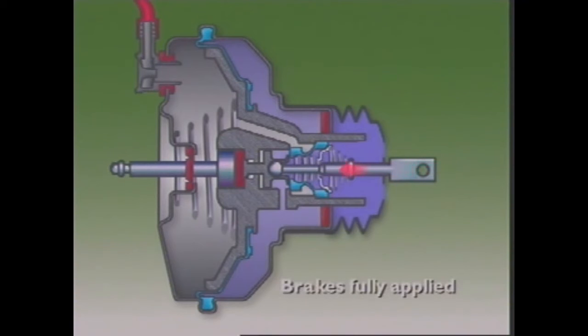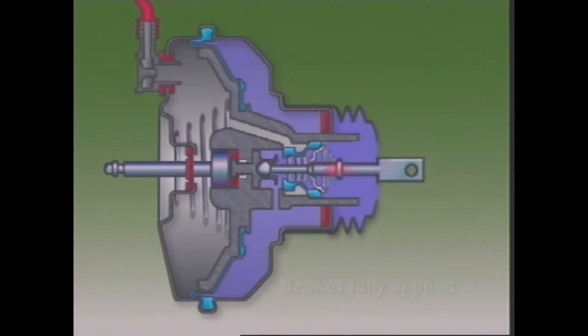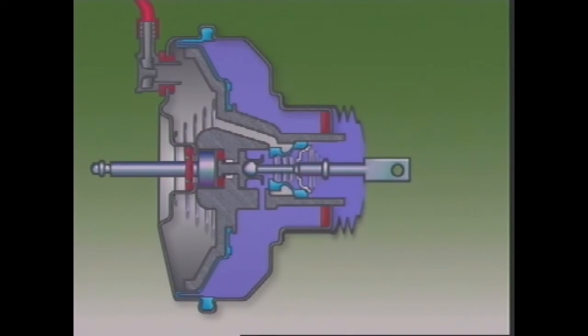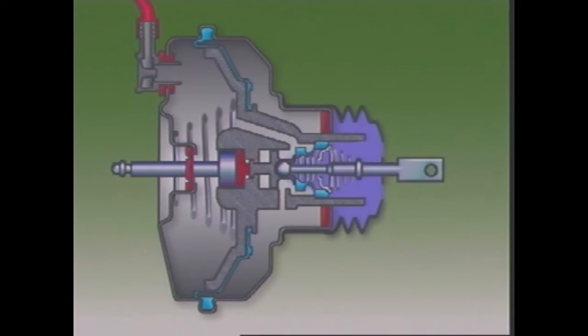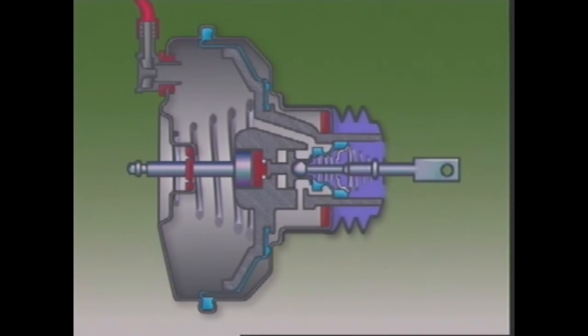But if the pedal is fully applied, the plunger moves away from the control valve to open the atmospheric port and give full power application. When the brakes are released, vacuum returns to both sides of the diaphragm, so the spring releases the brakes.